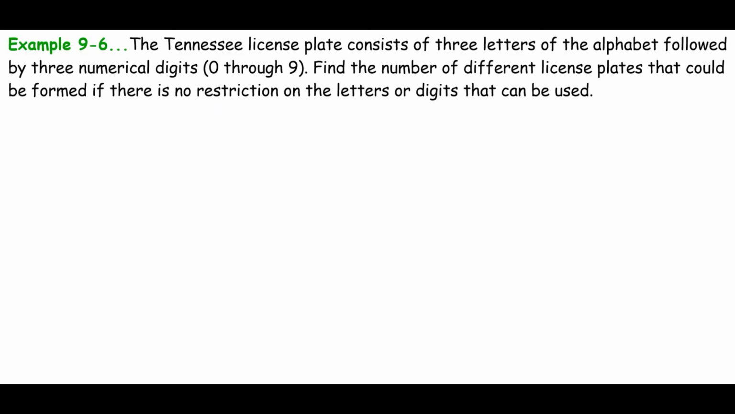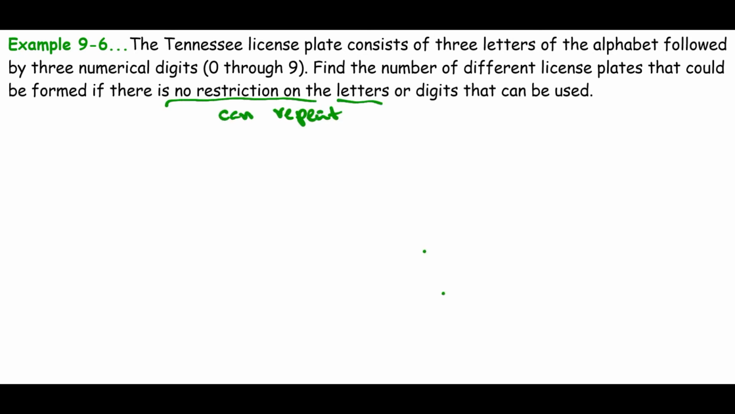All right, here we have Tennessee license plates consist of 3 letters of the alphabet followed by 3 numerical digits. Digits go 0 through 9, so there are 10 of them. Find the number of different license plates that could be formed if no restriction on the letters or digits can be used. So this no restriction implies that we can repeat.